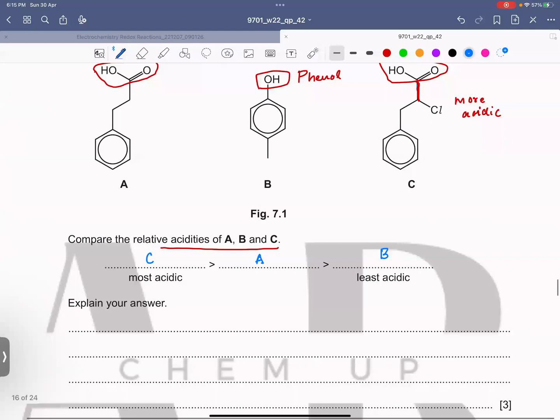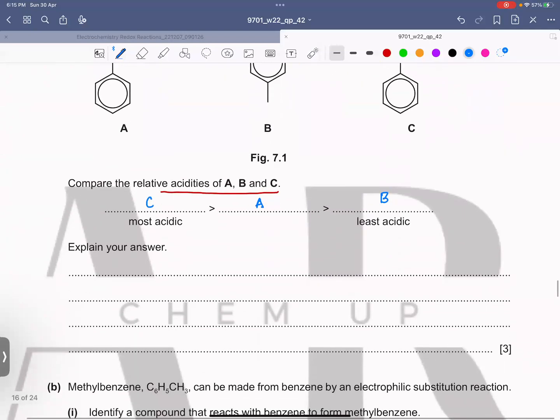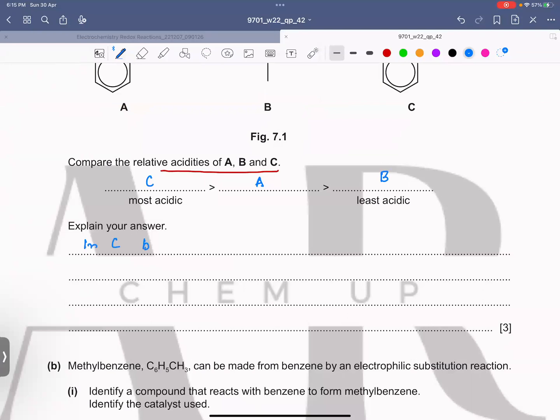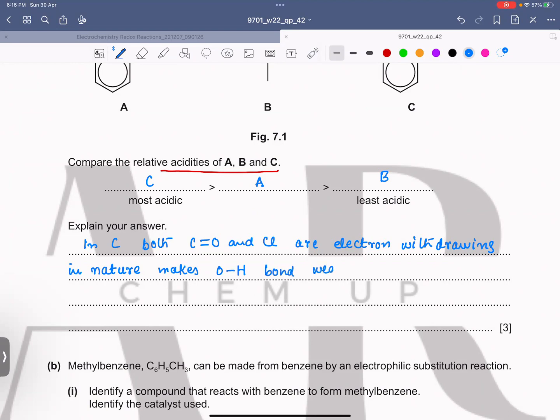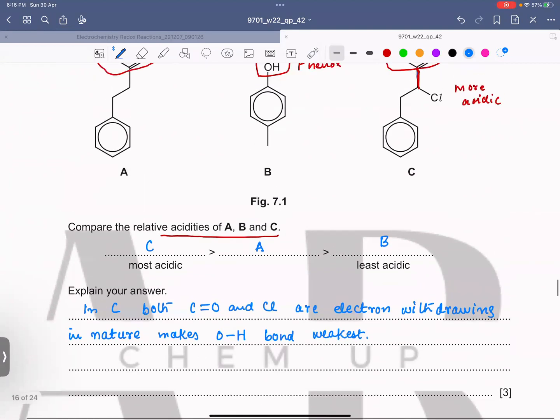So we can write over here that in C, both C double bond O and chlorine are electron withdrawing in nature. Makes the OH bond weakest, and that is the reason that C is the most acidic. Is this clear?